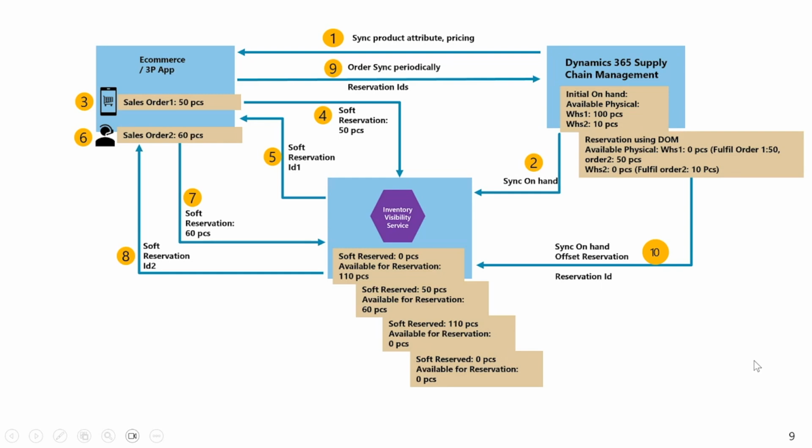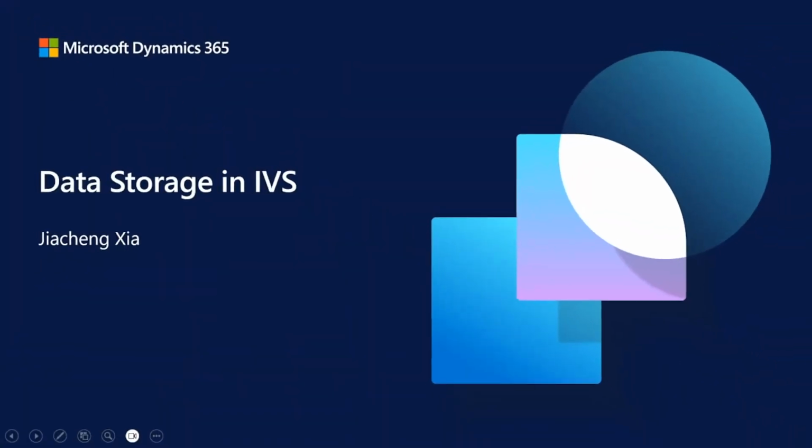So hopefully this gives you an understanding of the end-to-end flow and the new enhancements of the soft reservation capability: how you can query on-hand, how you can soft reserve, and finally offset the reservation at the product level. Next, I will now hand it over to Jaicheng to share some more details of the data partition, setup and configuration, and demoing this capability. Jaicheng, over to you. Thank you, Hiren.